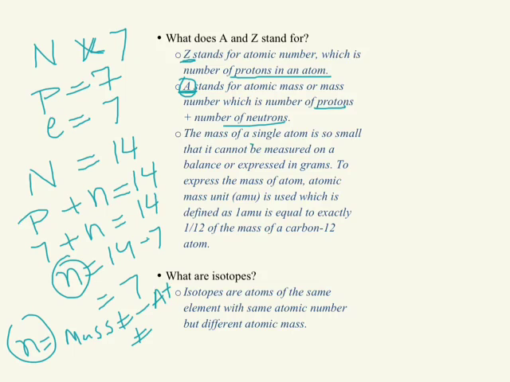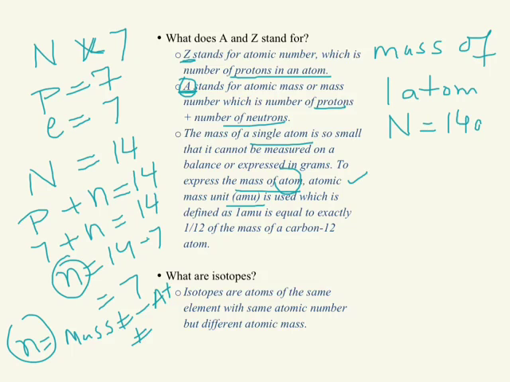Now the mass of a single atom is very small and you cannot measure it in grams. So to express the mass of the atom, we use a different unit which we call atomic mass unit, AMU. So if we say what is the mass of one atom of nitrogen, then it is 14 AMU. What is the mass of one atom of carbon? It is 12 AMU. We cannot say grams here. Now how do you define AMU? 1 AMU is defined as exactly 1/12 of the mass of a carbon 12 atom. This is the way we define AMU.